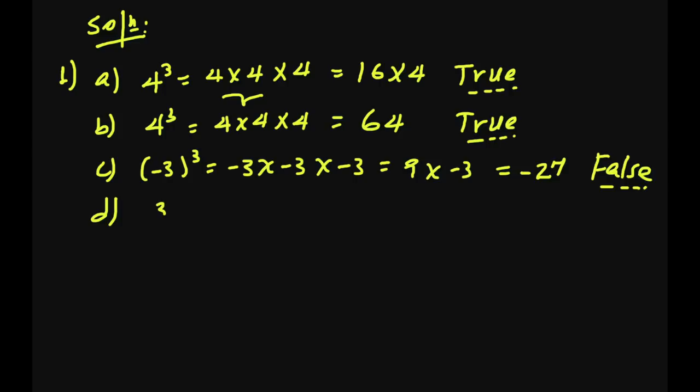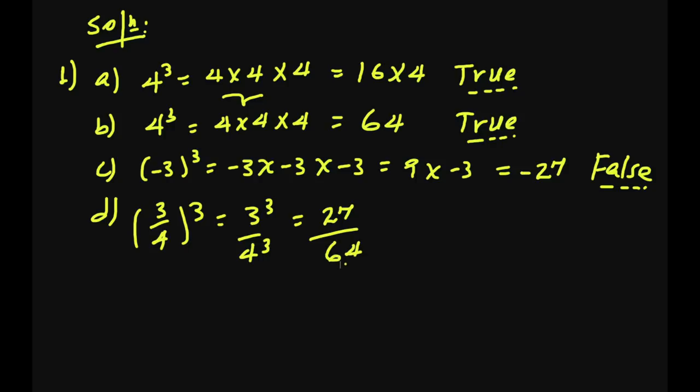D: (3 over 4) the whole cube means 3 cube over 4 to the power of 3. 3 cube means 3 times 3 times 3, which is 27, and 4 to the power of 3 means 4 times 4 times 4, which is 64. So 27 over 16 is wrong. D is false. The correct answer is 27 over 64.